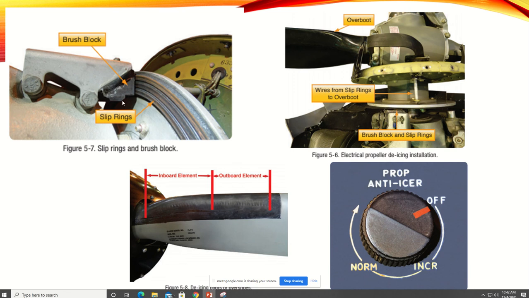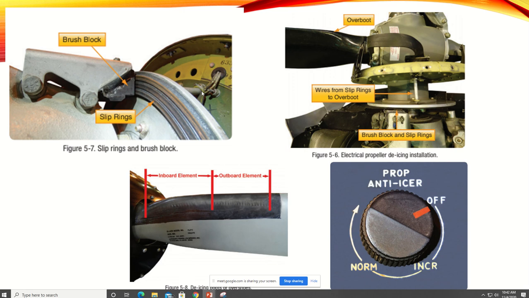Brush block, we have slip ring. Okay, slip ring, it's the rotating part. And then this brush block is attached to the stationary, fixed, attached to the body of the aircraft, engine casing, something like that. Okay, slip rings and brush block when attached together will produce current to go through for this.